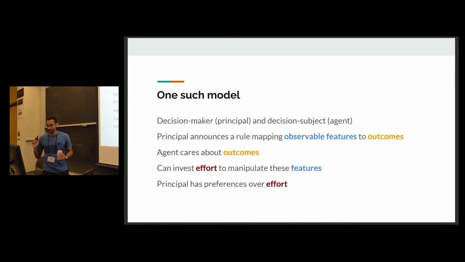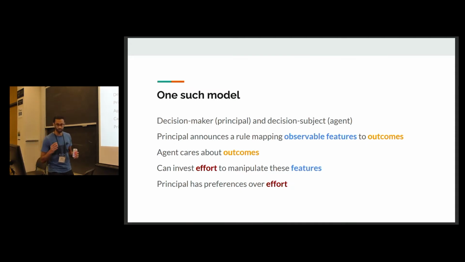I'm going to present to you one such model, which came from a paper that John Kleinberg and I wrote a few years ago, and then I'm going to talk a little bit about why I think that model is inadequate and what I think can be done on top of it. Okay, so the basic premise for this model is that there's a decision maker, which we'll call the principal, and a decision subject, which we'll call an agent.